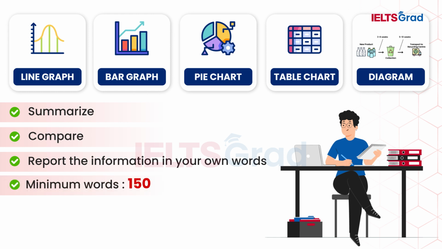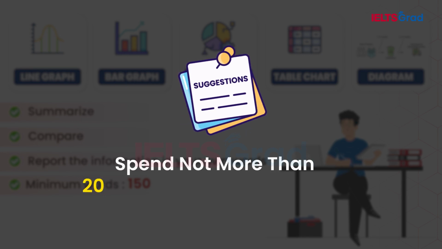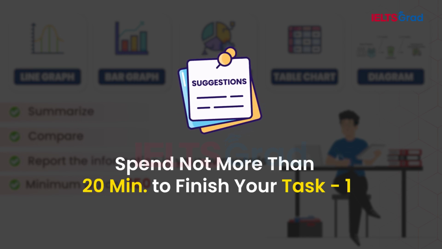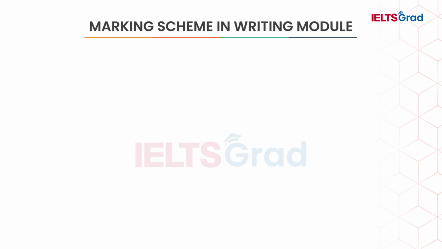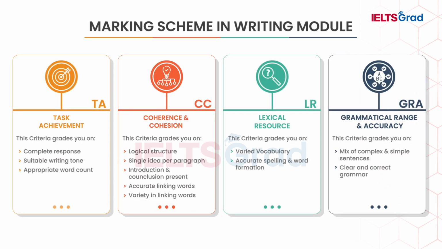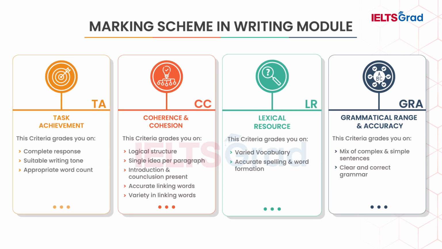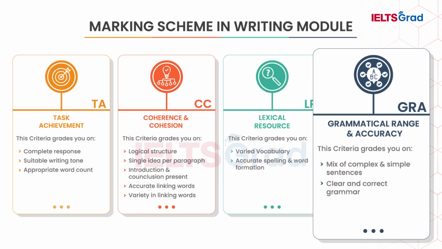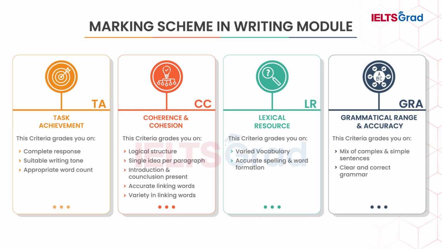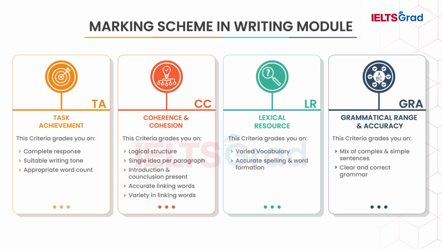Minimum words should be 150, and it is suggested that you spend not more than 20 minutes to finish your task 1. You are marked on the basis of 4 criteria. You have on the screen the criteria and their subcategories. Pay attention to your screen. So, these criteria are task achievement, cohesion and coherence, lexical resource, grammatical range and accuracy. I would highly recommend to pause your video here and go through the contents that are displayed on your screen.